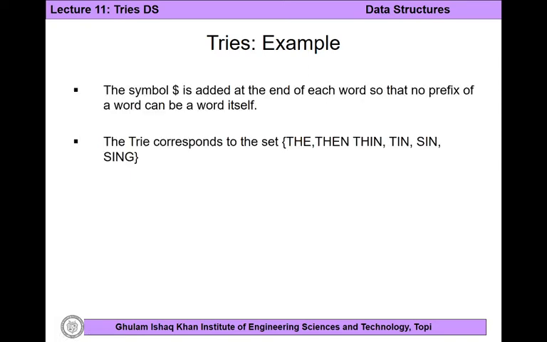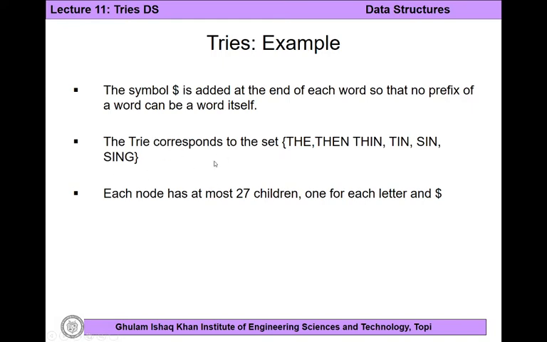Now if you see here, this is a dictionary of words: the, then, thin, tin, sin, sing, and so forth. And here it's already mentioned that each node can have 27 children, from A to Z 26, and $ 1.